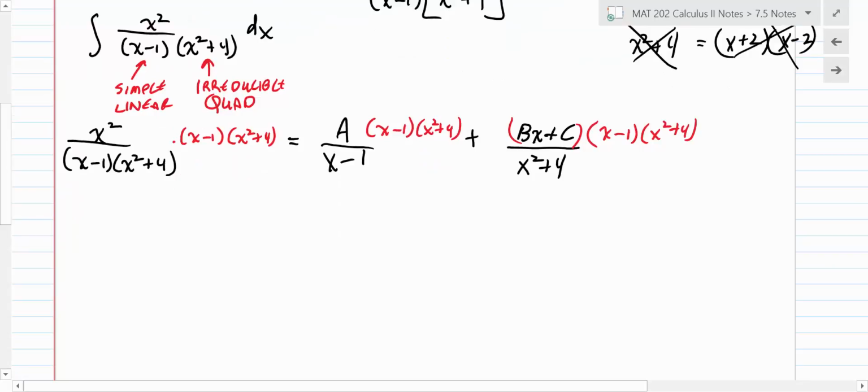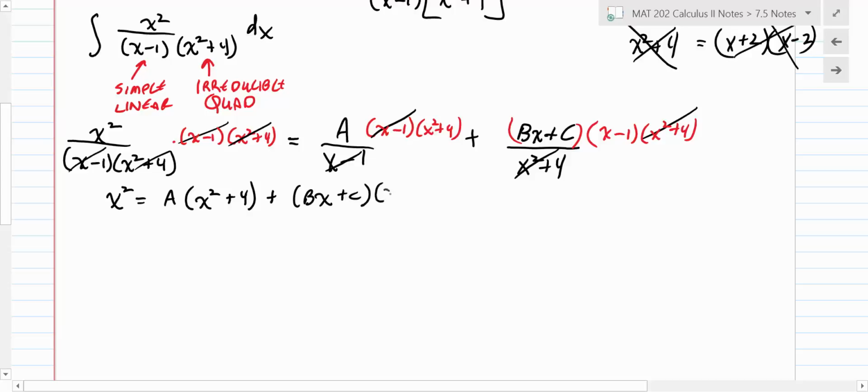Okay, so now that I want to get everything crossed out. Of course, everything crosses out there, leaving you a x squared. In this situation, we're going to have a times x to the second plus 4. And then over here, the situation is going to be bx plus c times x minus 1 like that. Okay, so I've done that enough. Everybody probably has that down okay. Now, what I'm going to do with this is I'm going to multiply it out and get the system.